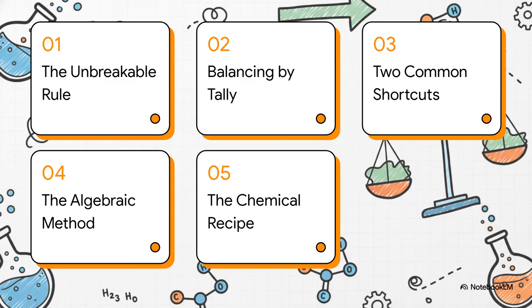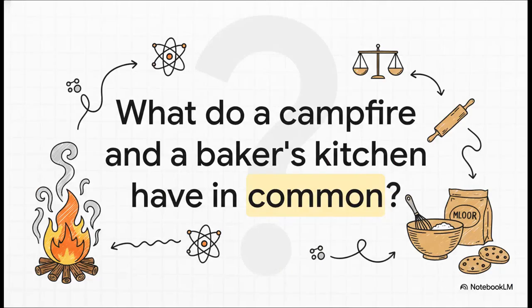We're going to start with the big, unbreakable rule that makes this whole process necessary in the first place. Then we'll walk through 3 different ways to do it, from the simple stuff to the real heavy hitters. And finally, we'll get to the aha moment, what those numbers we're calculating actually mean. But before we get into the nitty-gritty, let me ask you a question.